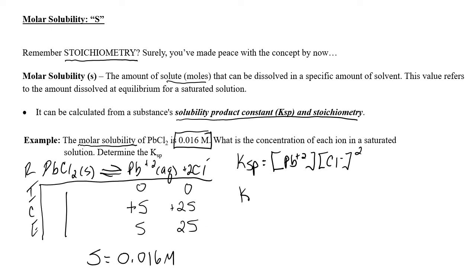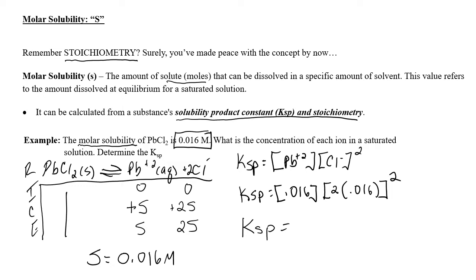So 0.016. And your chloride ion concentration is 2S. So we do 2 times 0.016. And when it's in the expression, don't forget to square. So we know each concentration now. We can find the KSP. We just plug and chug.